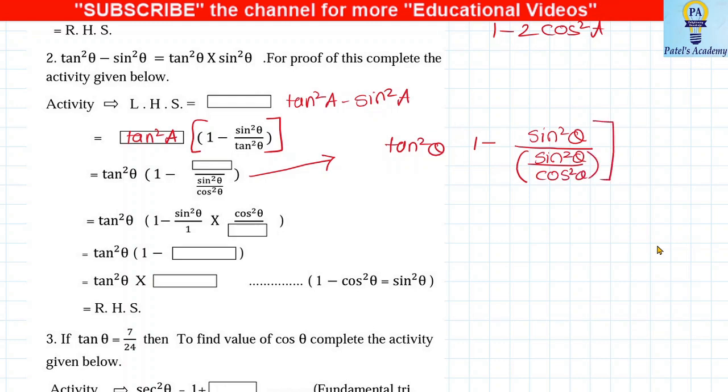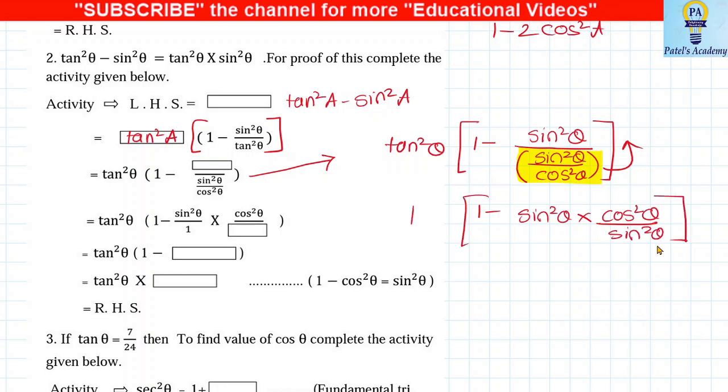This step understand properly. What we did in this step, we just converted tan square in terms of sin and cos. Now next step, the bracket I am showing with a yellow highlight, I bring this fraction up. When I bring this fraction up, what will happen? 1 minus sin square theta into cos square theta upon sin square theta, tan square theta as it is. This is what will come here.